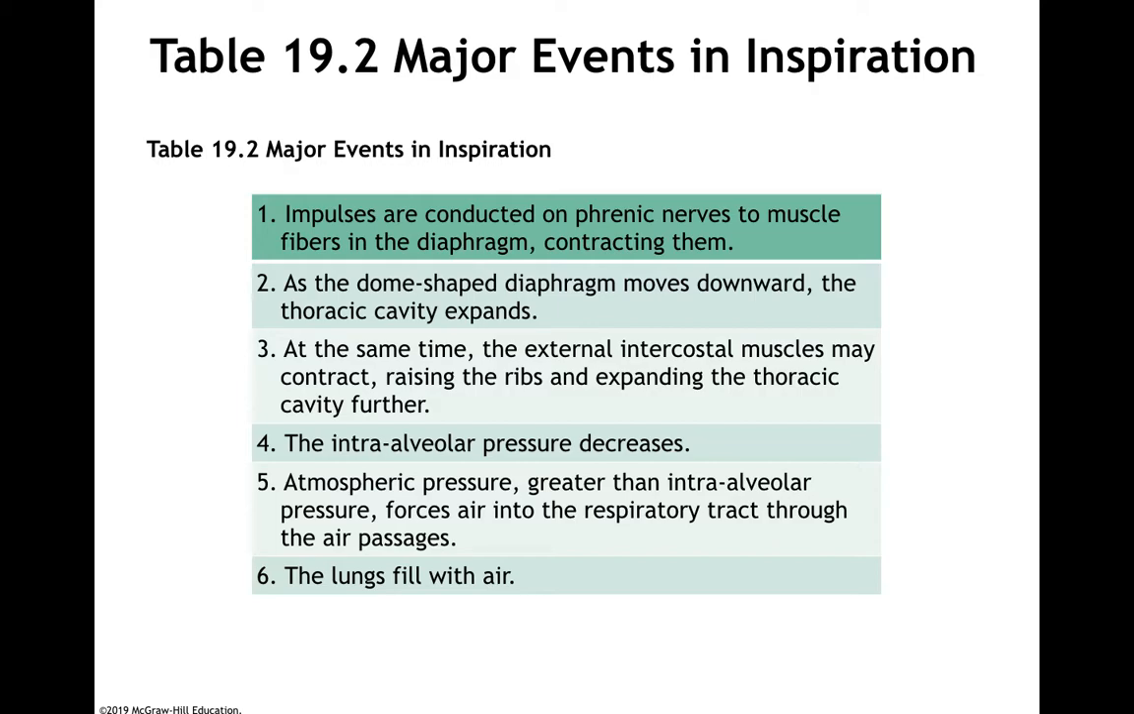The major events include an impulse conducted on the phrenic nerve to the muscle fibers in the diaphragm, contracting them. As the dome-shaped diaphragm moves downward, the thoracic cavity expands. At the same time, the external intercostal muscles contract, raising the ribs, further expanding the thoracic cavity. That leads to an intra-alveolar pressure decrease. Atmospheric pressure, which is then greater than the intra-alveolar pressure, forces air into the respiratory tract through the air passages, and that causes the lungs to fill with air.